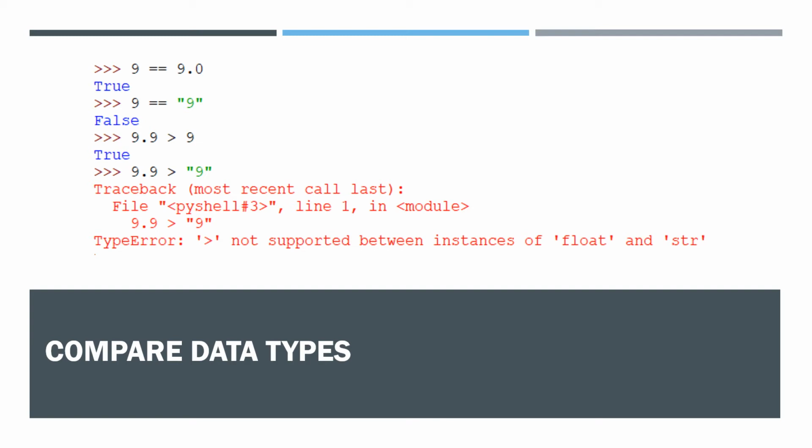It will allow you to compare larger than and smaller than between integers and floats. So 9.9 is bigger than 9, that's true. But it won't let us say that a number is bigger or smaller than a string. And look at the bottom line of the error message here. Greater than is not supported between an instance of float and an instance of string. You can't say that a number is bigger than a character string.